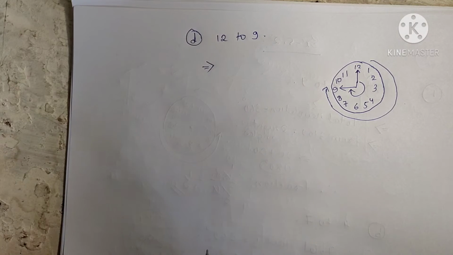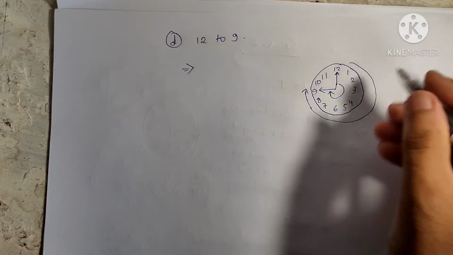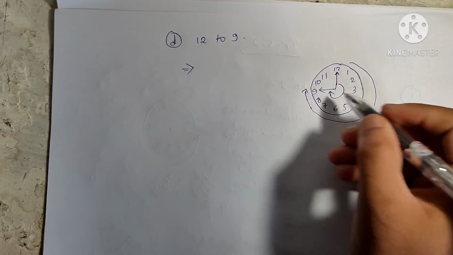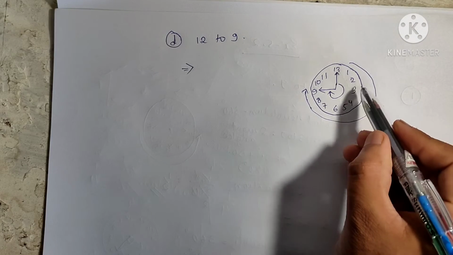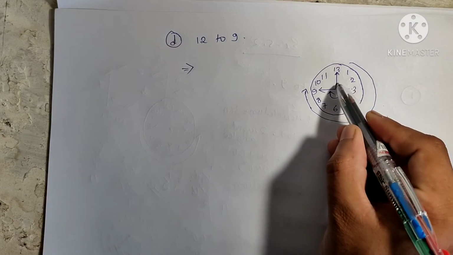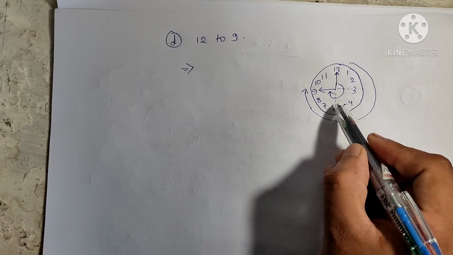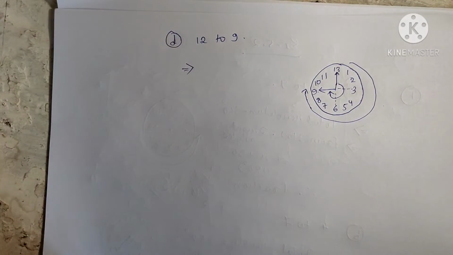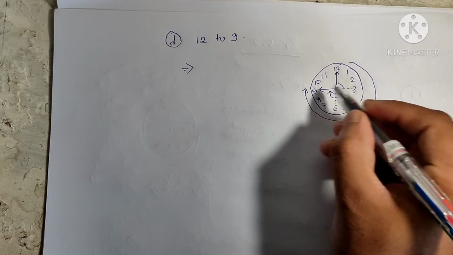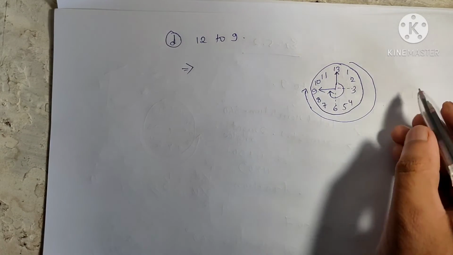So 12 to 9, how many right angle triangles? Tell me. 12 to 9, how many right angle triangles? See, from 12 to 9 we will have 3. How? Because from 12 to 3 we'll have the first right angle triangle, and then from 3 to 6 we'll have the second one, and then from 6 to 9 we'll have the third one. We have to go from 12 to 9, isn't it? That's why we are having 3 right angle triangles.